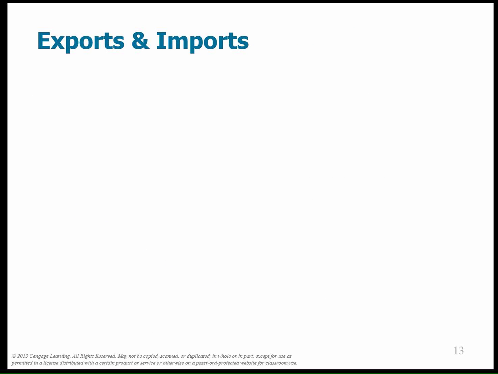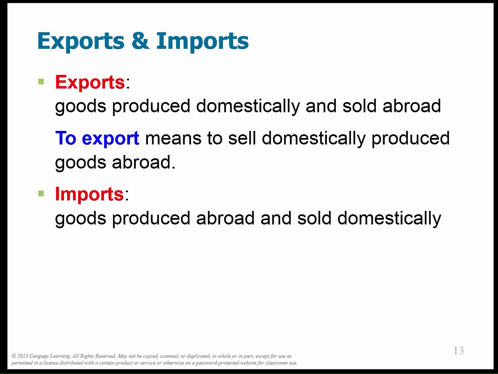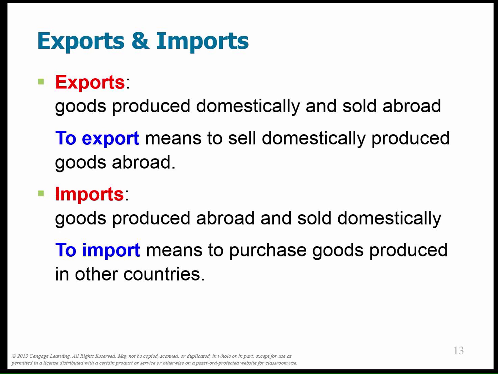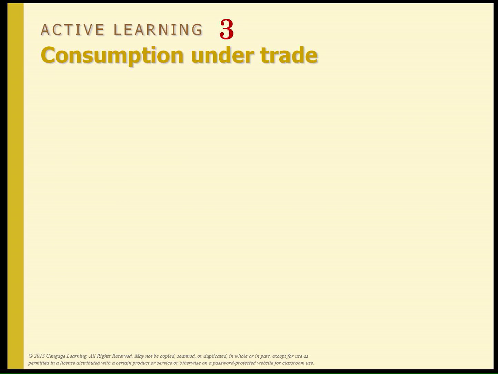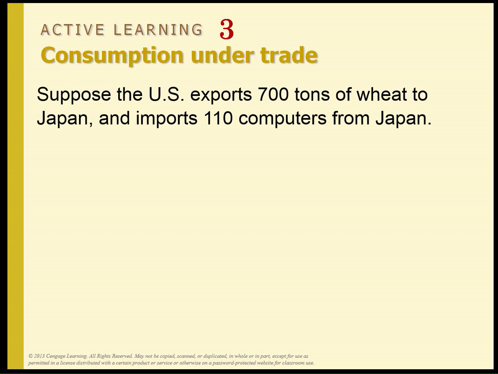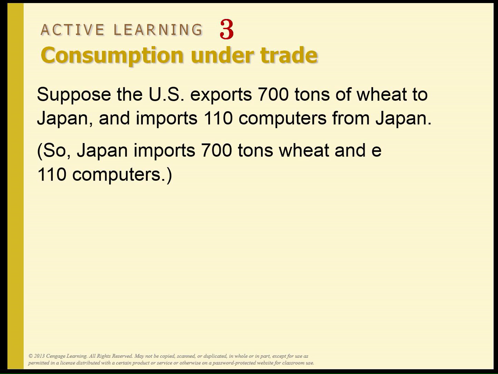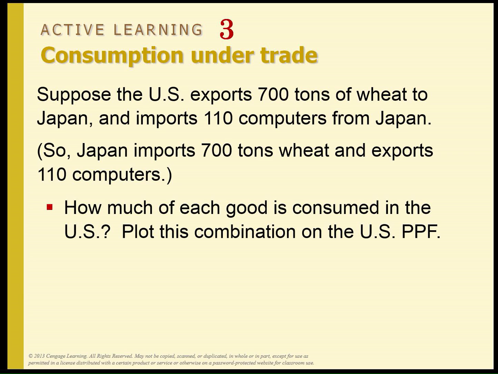But before we talk about trade, we need to define exactly what I'm talking about, okay? Exports are things that you send out of the country. Imports are things that you bring into the country. All right, now that we have those words defined, let's say the United States is exporting 700 tons of wheat to Japan and importing 110 computers. And then Japan just has the opposite numbers. They import whatever the U.S. exports. There are only two countries in this model, the only two countries in the world. So everything the U.S. exports, Japan imports.